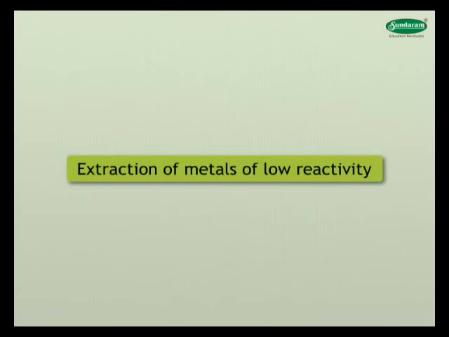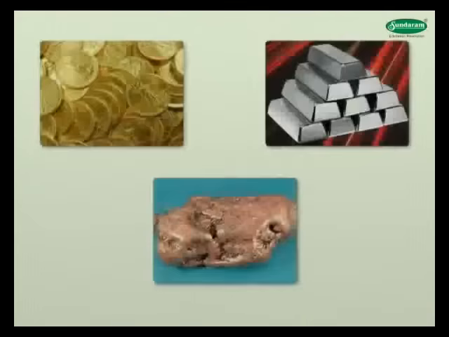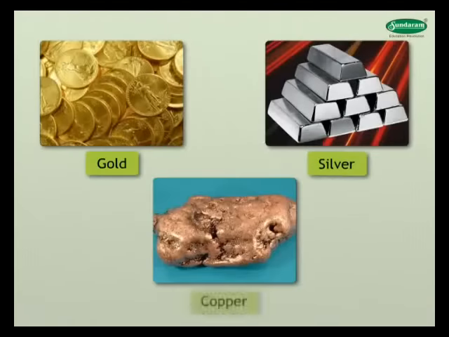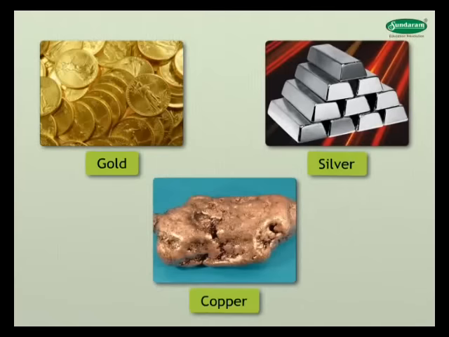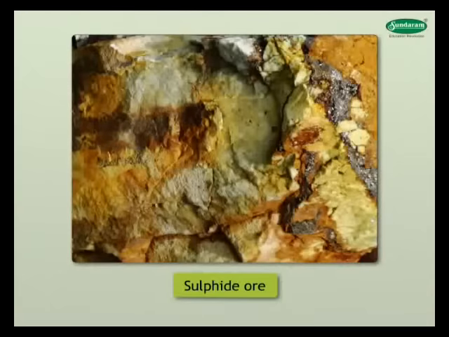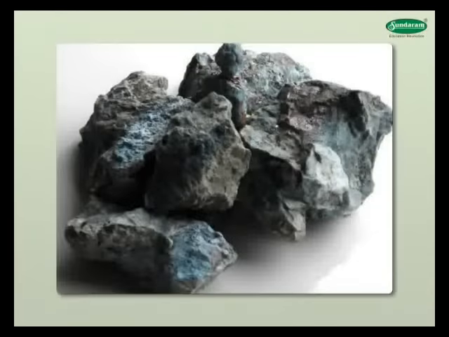Let us see how metals of low reactivity are extracted. The metals at the bottom of the activity series are least reactive. They are often found in free state, for example, gold, silver and copper. But copper and silver are also found in combined state as their sulfide or oxide ores. For example, copper, which is found as Cu2S in nature, can be obtained from its ore by just heating in air.